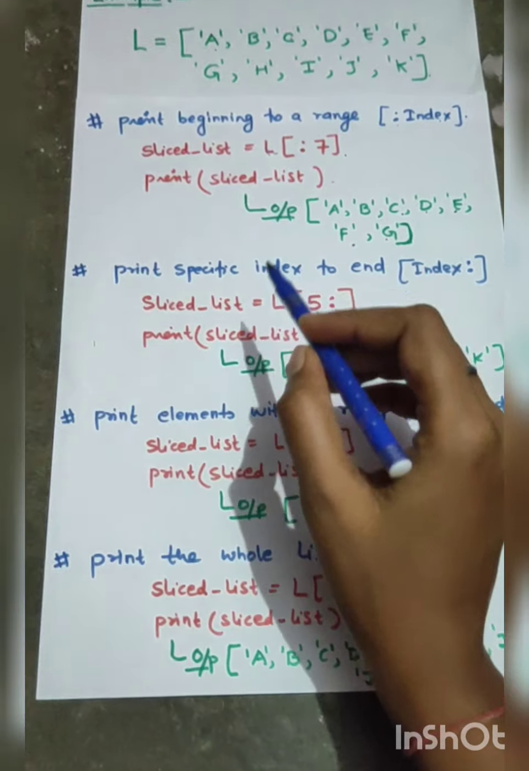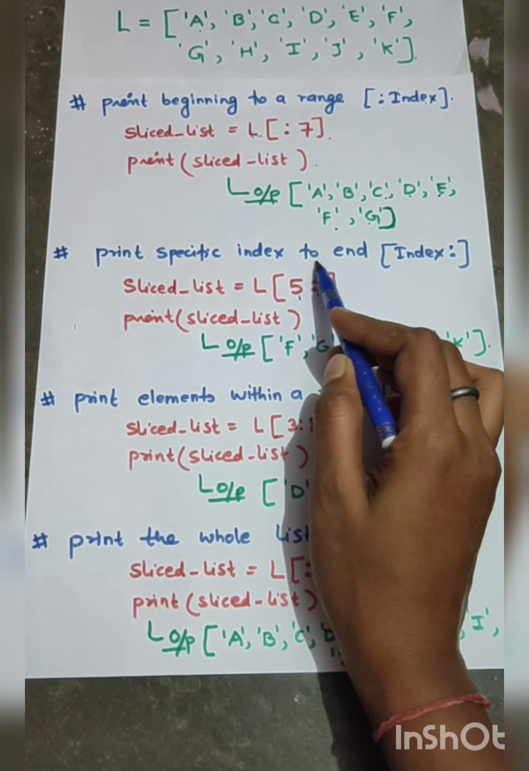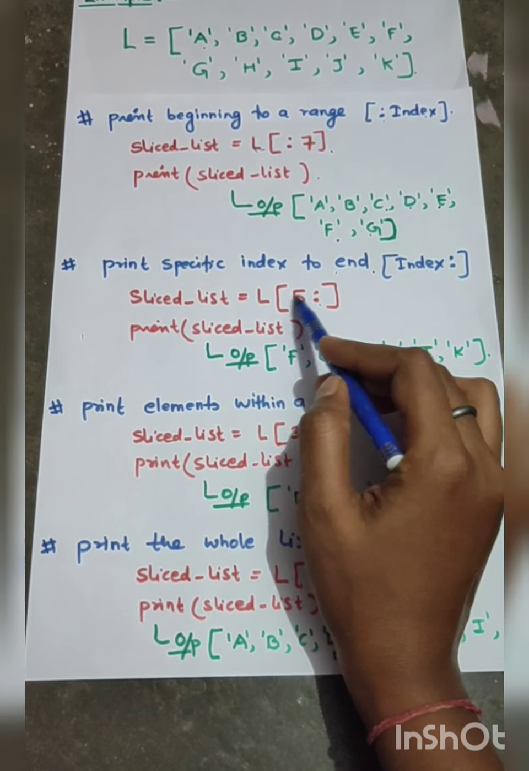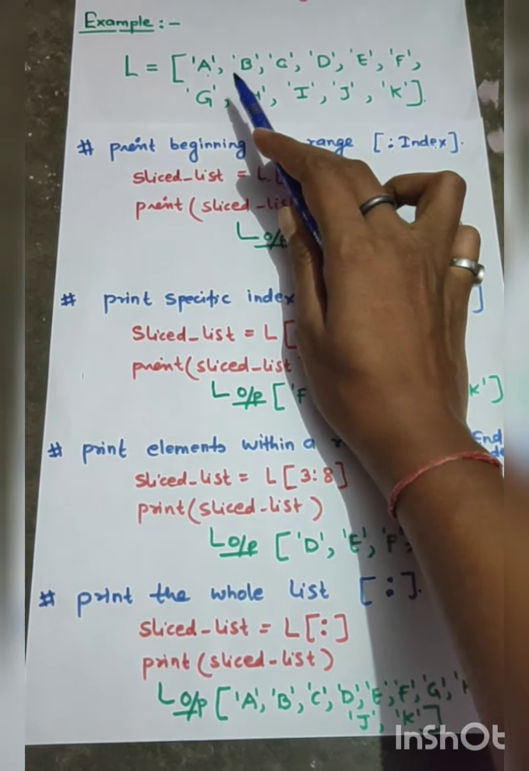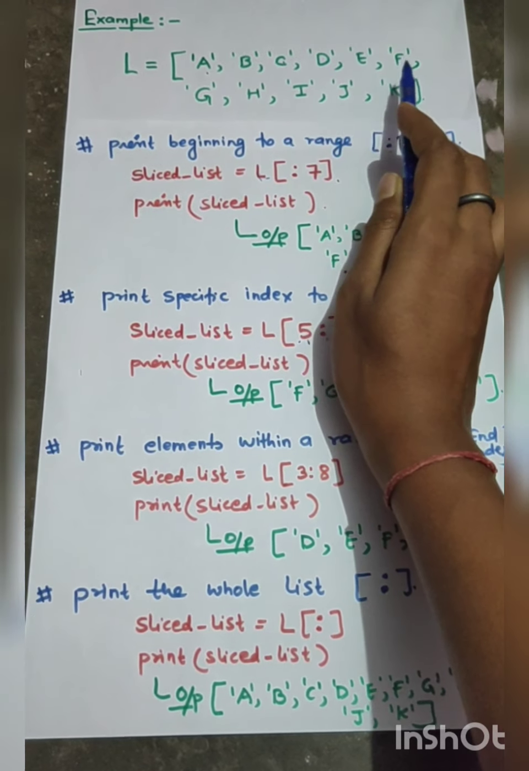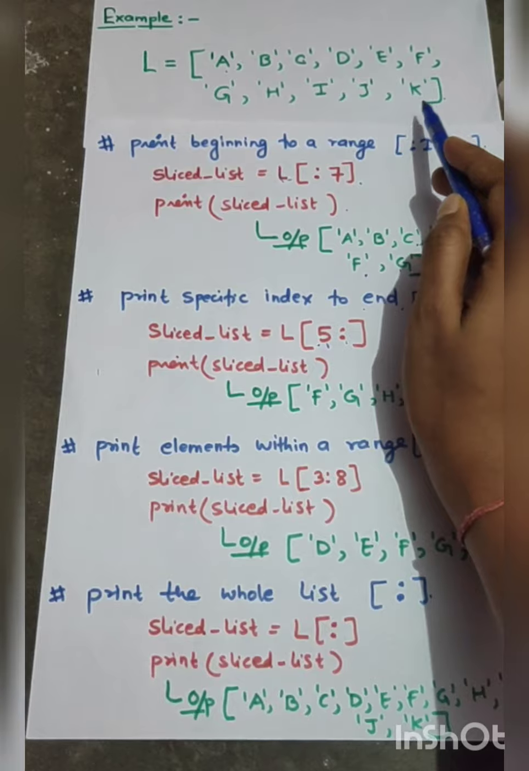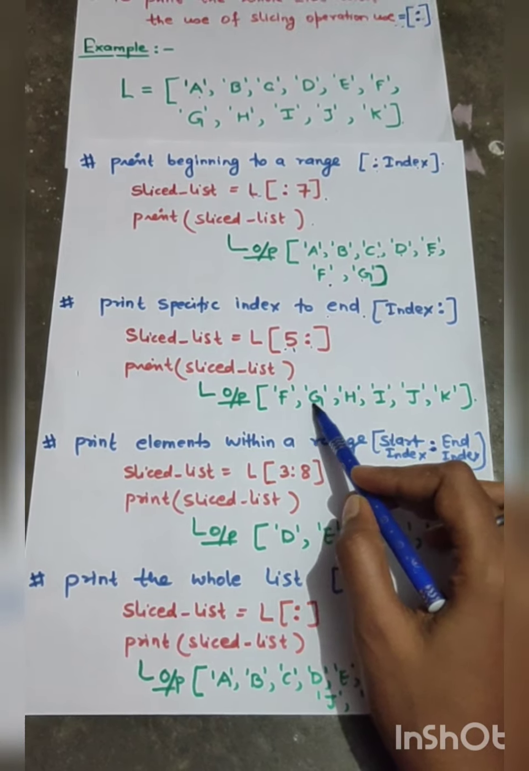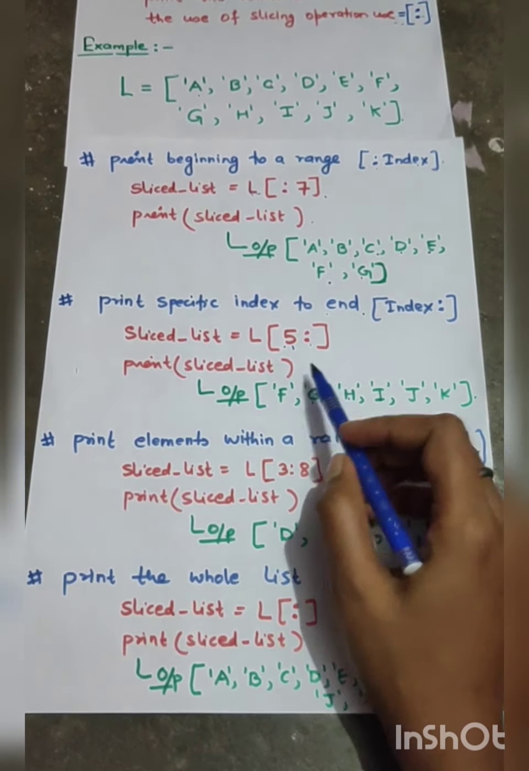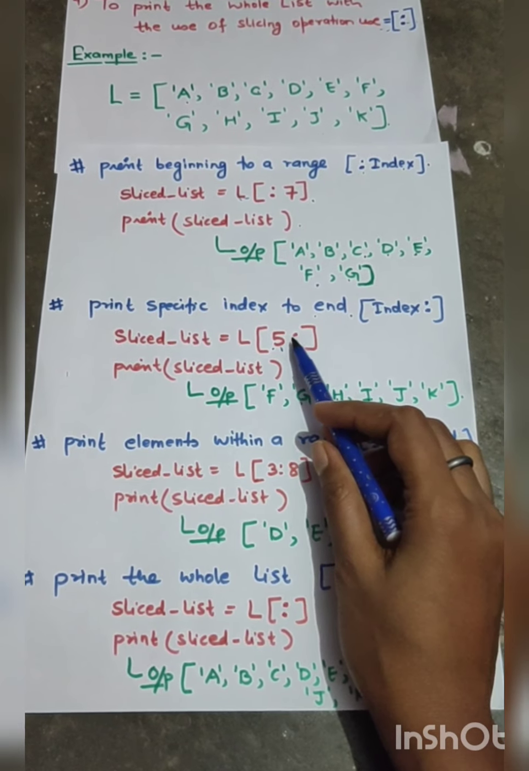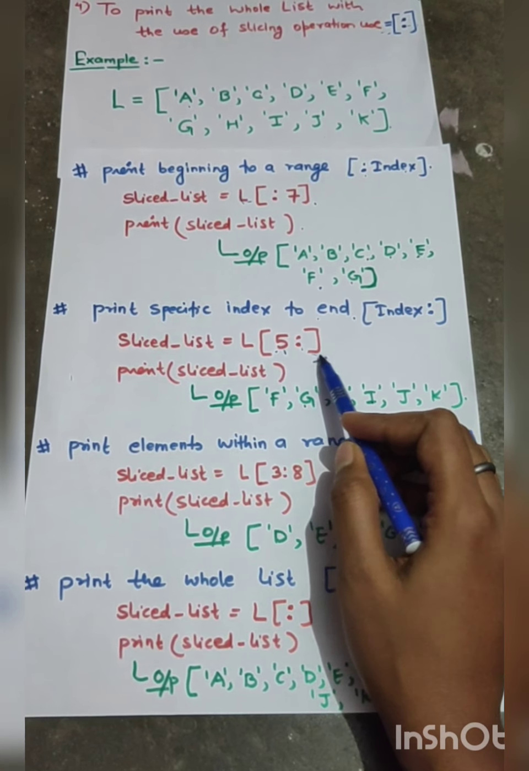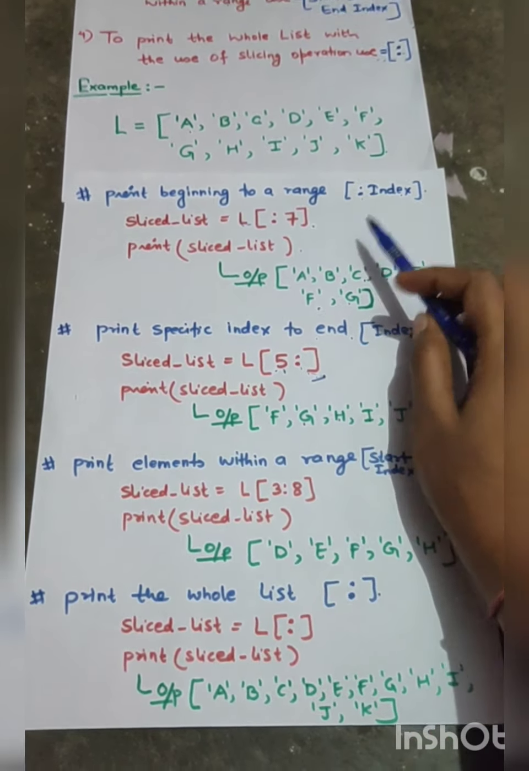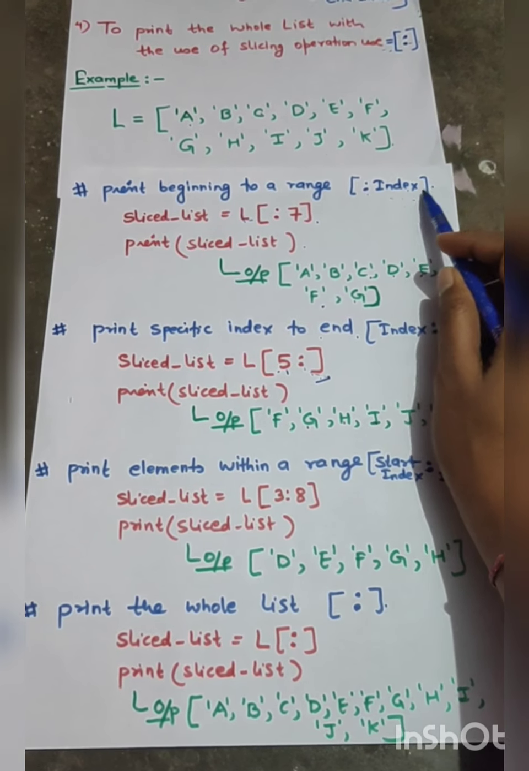The second is print specific index to end. Like I want to print from index 5 to the end. So here A is 0, 1, 2, 3, 4, 5. From here I want to print up to the end. So what is the output? F G H I J K. If you don't give anything after the colon, it will by default go up to the end, and it will not go up to end minus 1. If you give the index value here, then it will go to end minus 1.